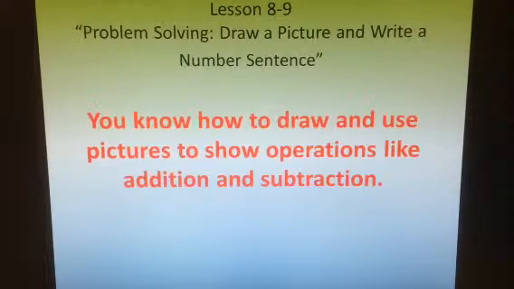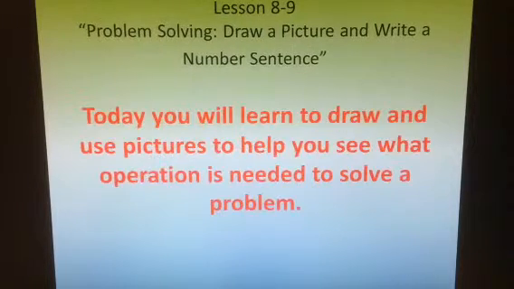You know how to draw and use pictures to show operations like addition and subtraction. Today you will learn to draw and use pictures to help you see what operation is needed to solve a problem.